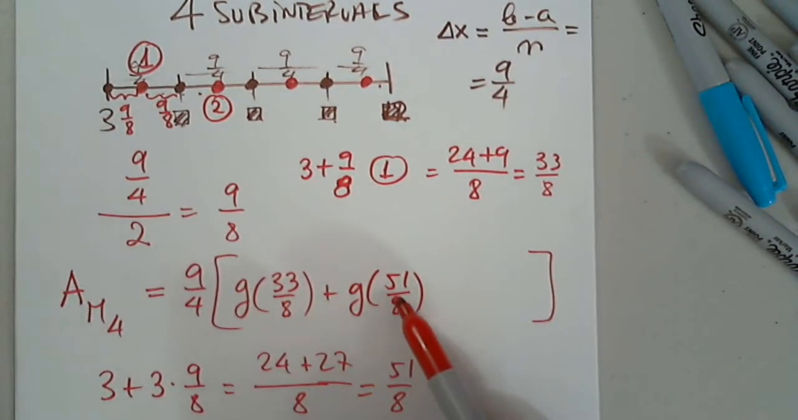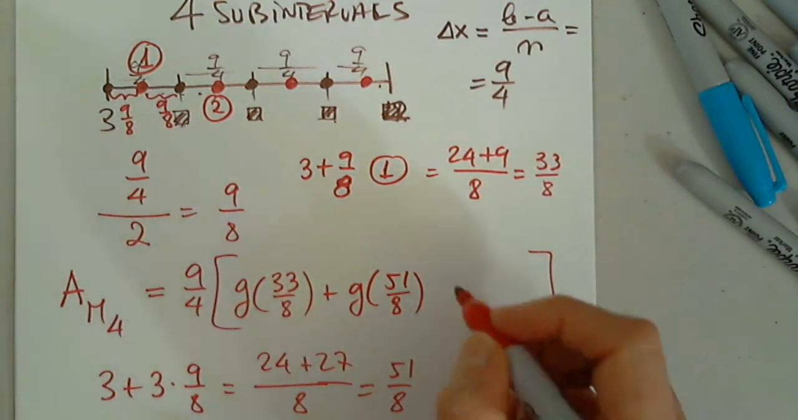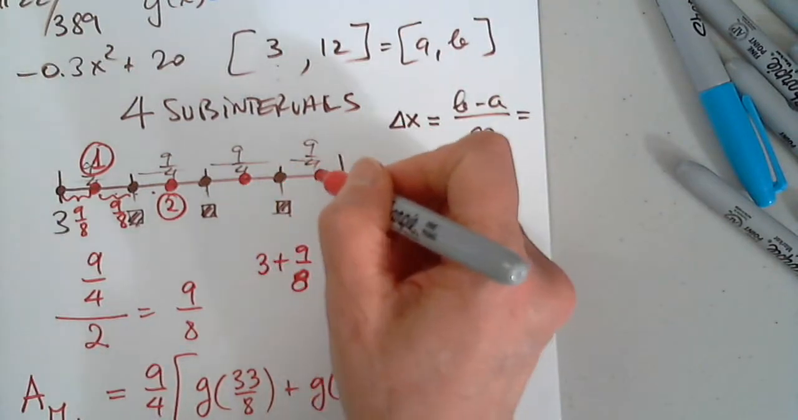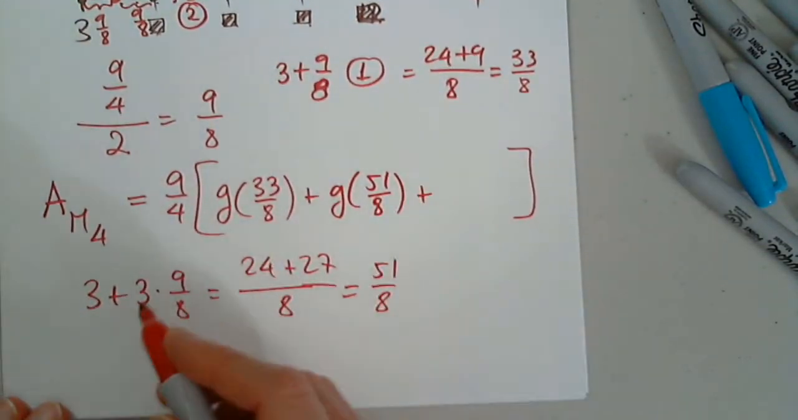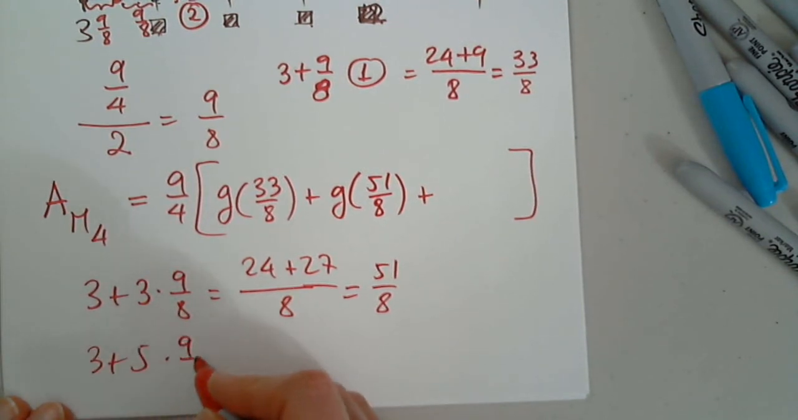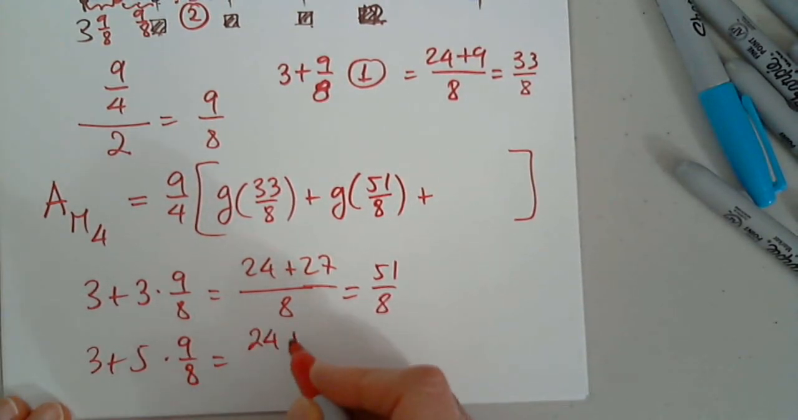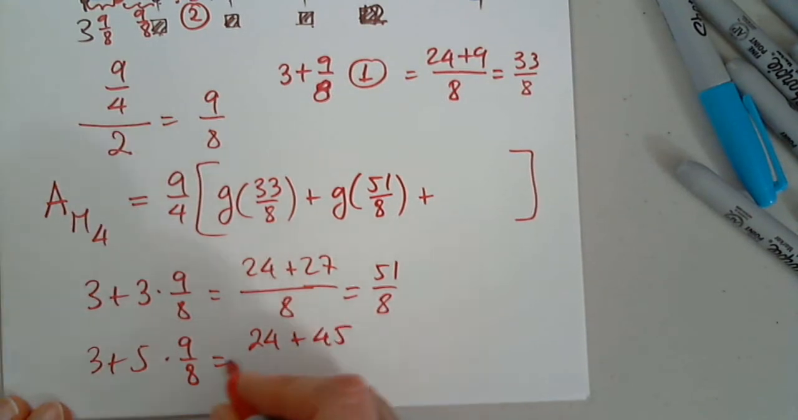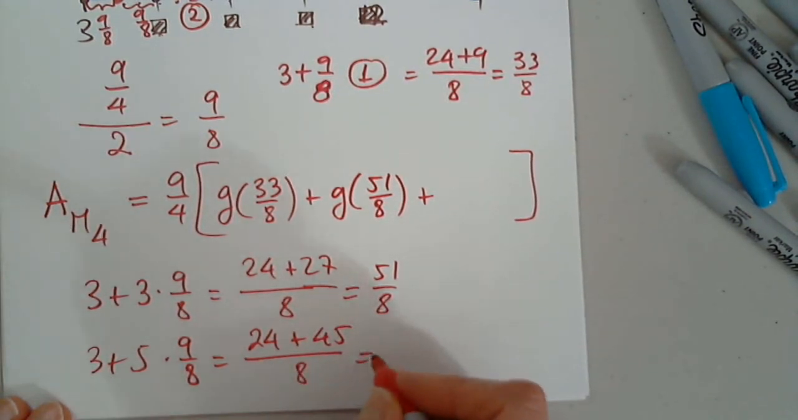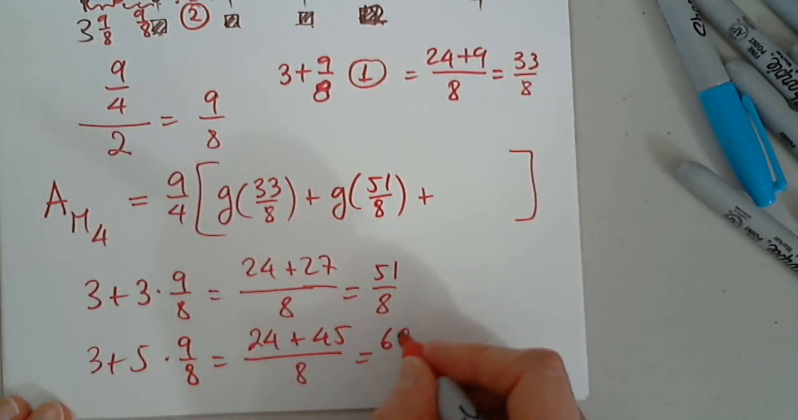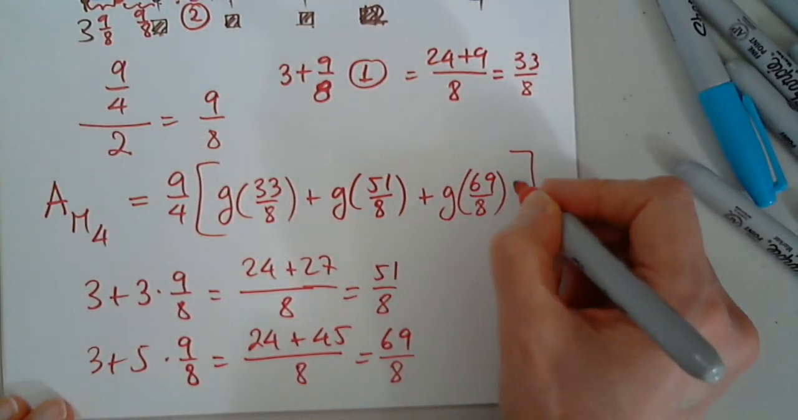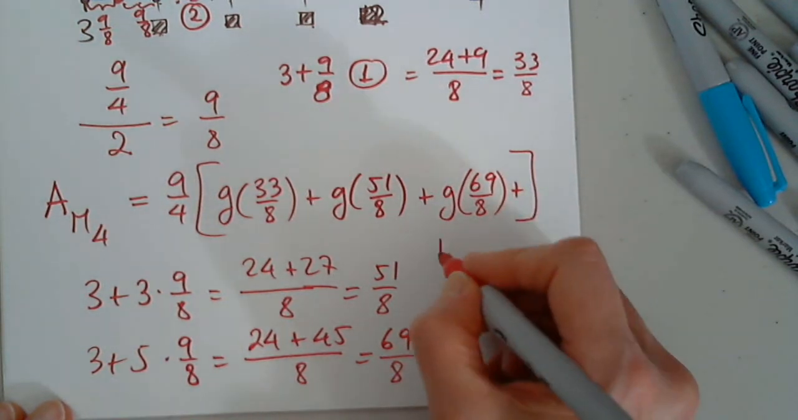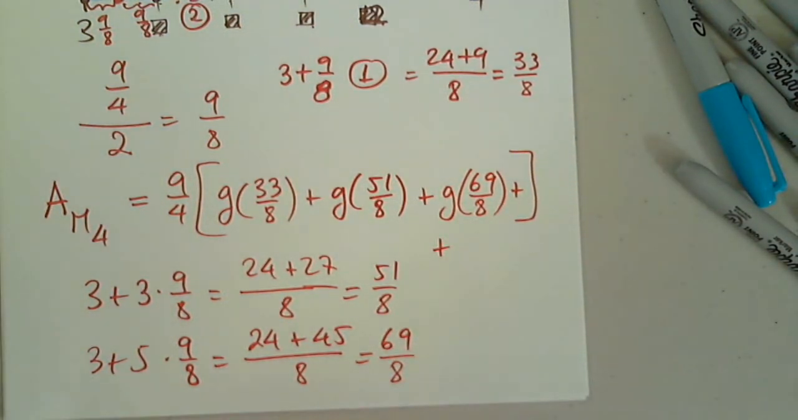Plus, I still have these two. So 1, 2, 3, 4, 5. So this time I have 3 plus 5 times 9 over 8. Still 24 plus 45, 5 times 9, divided by 8. So 69 over 8. So G of 69 over 8 plus. And of course I always run out of room, so I'm going to write the plus here.